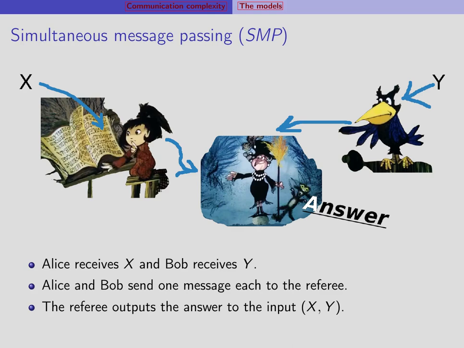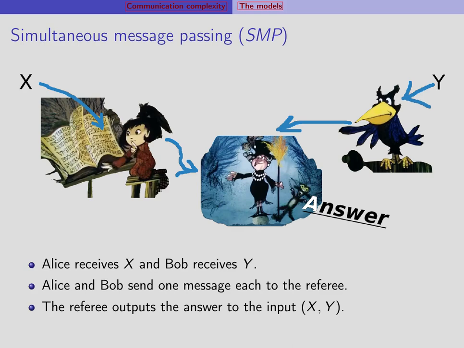The communication stage here is very different from what we've seen before because there is no interaction between players. Only two messages are allowed to occur. One message goes from Alice to the referee, another message goes from Bob to the referee. Given the content of those two messages, the referee has to produce an answer. As before, the answer must be correct with respect to the received input pair x, y.